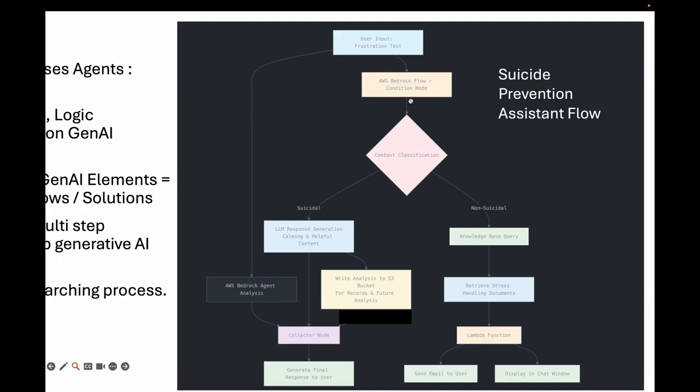So coming back to our conditional, in this conditional step we will check if a user's rant, or a user's comments, or a user's conversation is suicidal or non-suicidal. If it's suicidal, we will create a calming response and helpful content based on what the user is asking, so that he or she takes a step back and thinks about what he or she has been writing. Then we also submit that analysis and store it in an S3 bucket for analysis later, so that if we have to reach this user offline, we can do it or engage the right authorities, right?